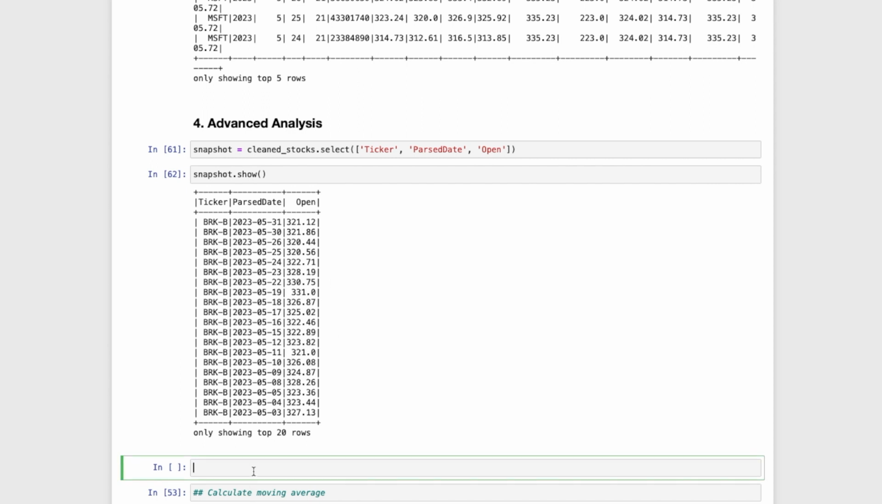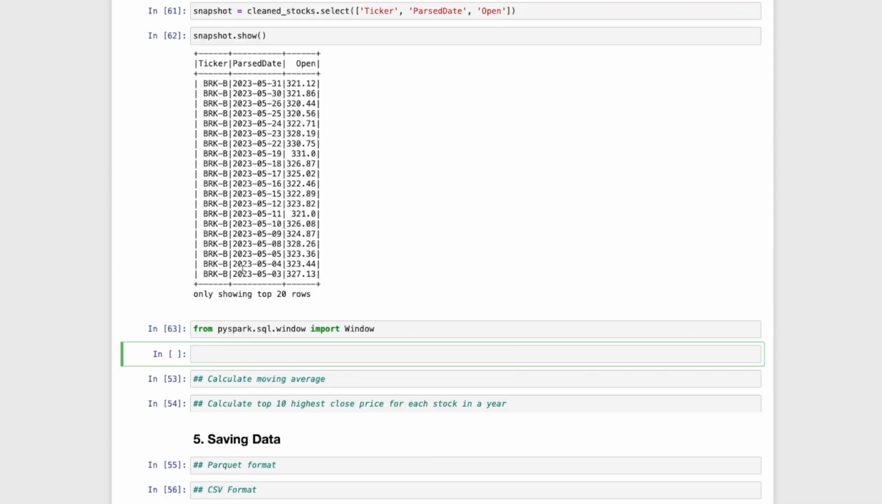So for that, we are going to use a window function, and the way that we can do that is we're going to say from pyspark.sql.window import Window. So this is going to help us write a window function. And the first thing that we are going to do is describe how we want to use this thing.